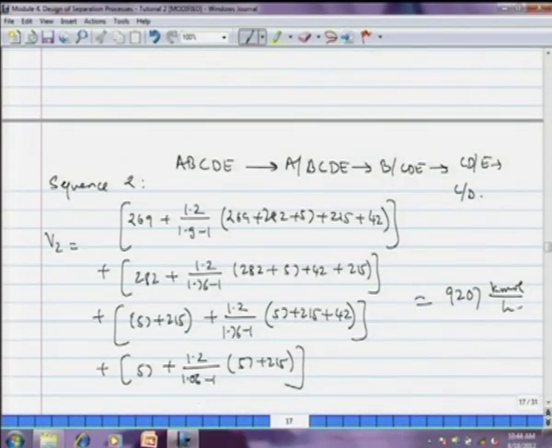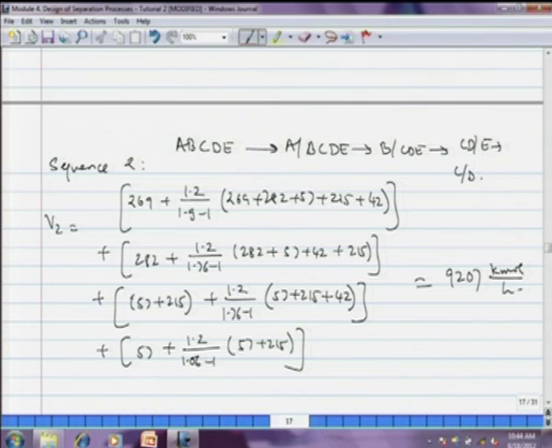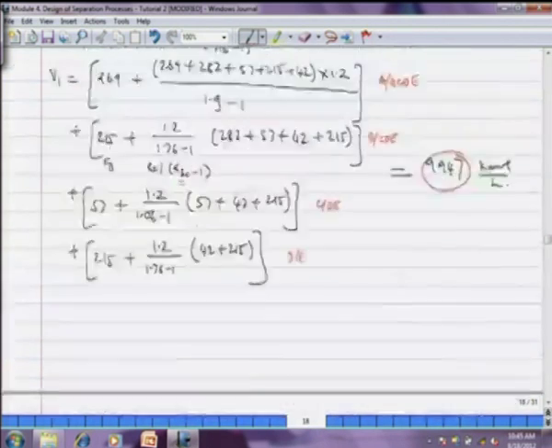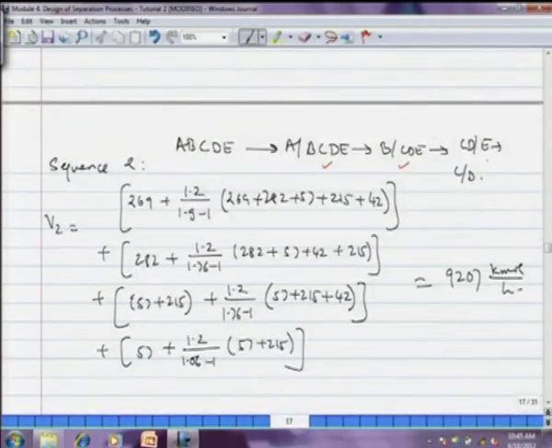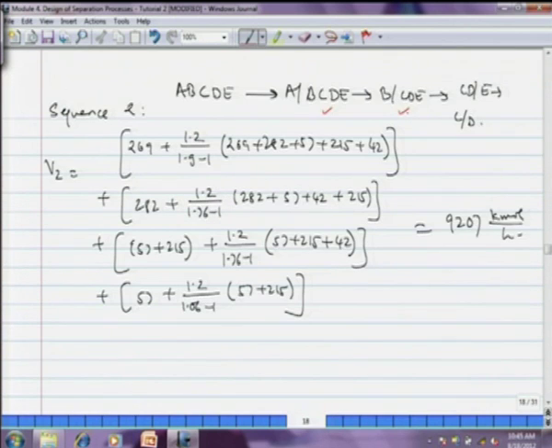In the second sequence, we have direct separation, direct sequence up to the CDE mixture, and the CDE mixture is split in indirect sequence. Now, therefore, the first column, second column are essentially same as the previous sequence, exactly the same, A being separated, B being separated. However, here you have separation of CD mixture in indirect sequence.